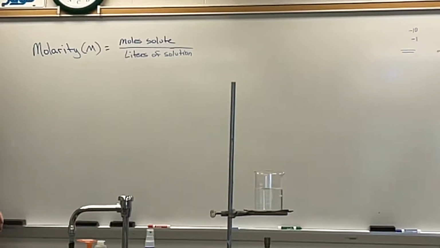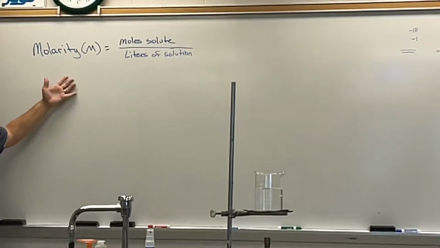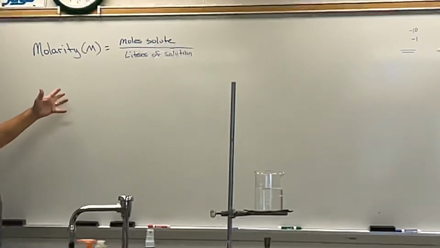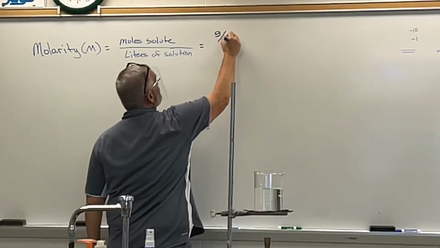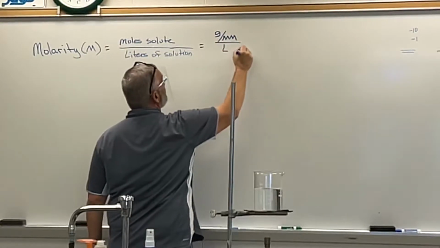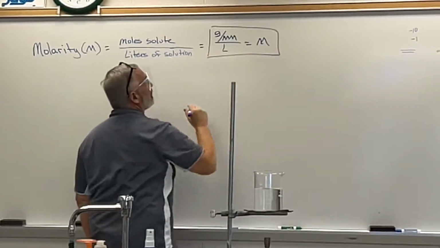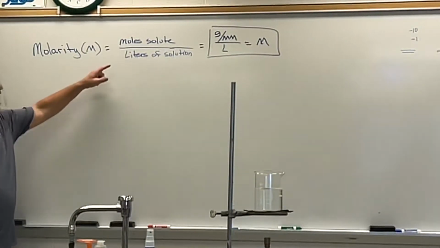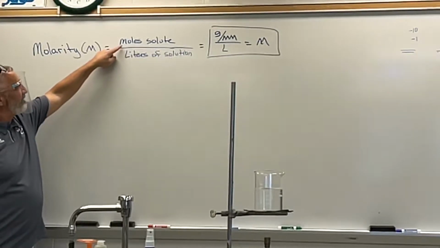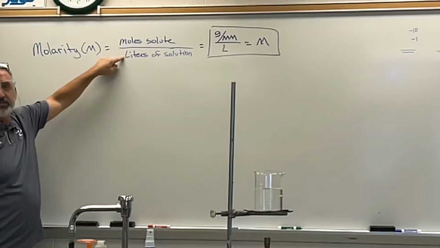Okay, so molarity is moles of solute. Now we can't go and measure moles, so how do we change grams to moles? Over molar mass. So we can say grams over molar mass over liters is equal to our molarity. That's really our best working equation. Now, why is this important? If I have moles per liter, what's that going to be a conversion factor between?